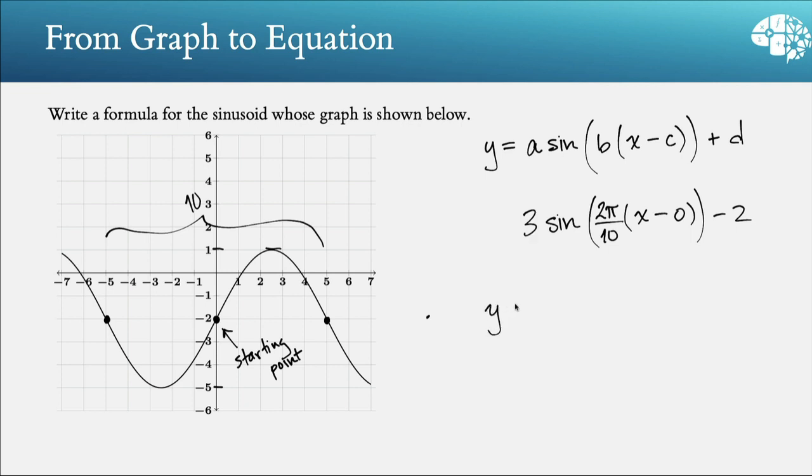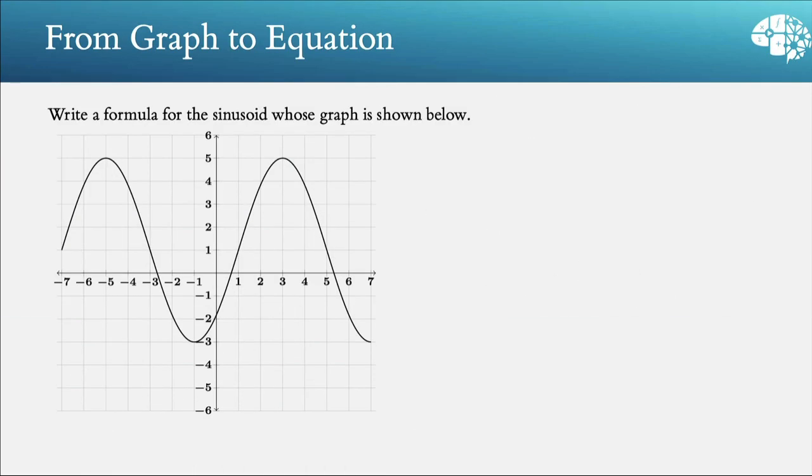So we have y equals 3 sine of 2 pi divided by 10 is just pi divided by 5. And x minus 0 is just x. So x. And then minus 2. And that is one possible equation for this curve. Okay, there are actually an infinite number of equations that would fit this curve. You just got to pick a starting point and be consistent from there. Okay, let's do one more.